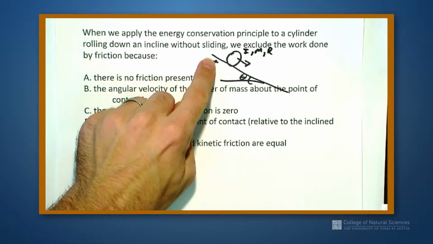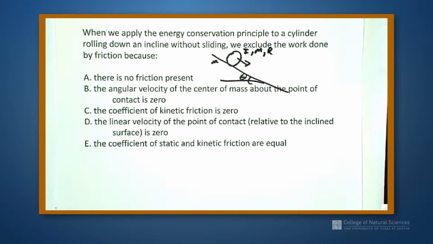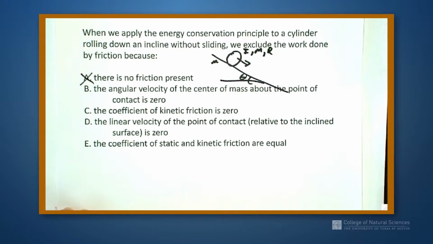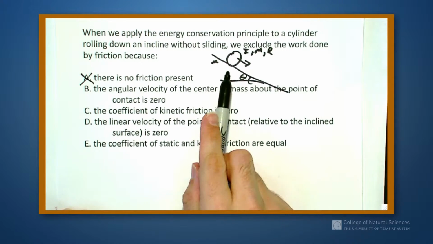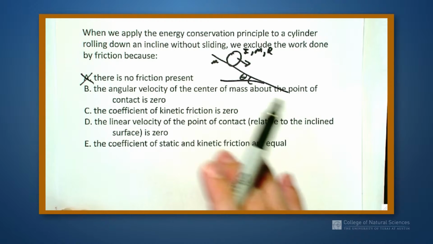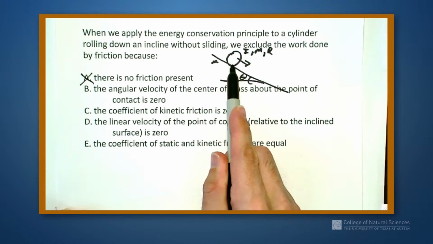Why do we not include the work done by friction? Well, in order for this thing to start rolling, there would have to be friction present. Otherwise the thing would just slide. There would be no way to institute a torque on this. It would be very difficult for this thing to start to spin. It could potentially just slide down.